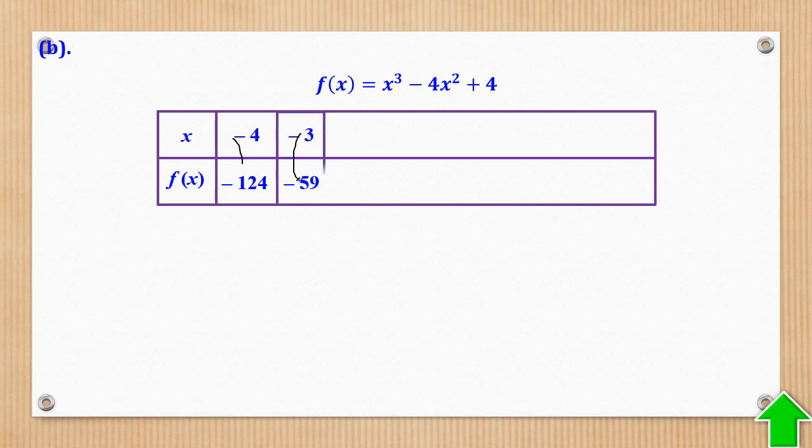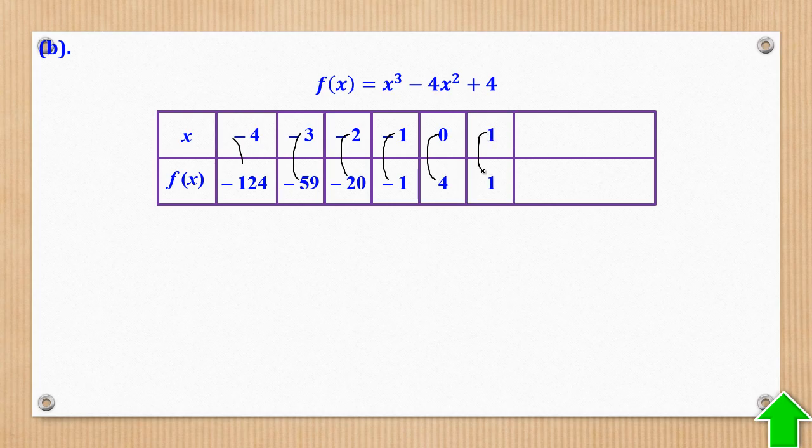When x is -3, f(x) is that. When x is -2, f(x) is that. When x is -1, f(x) is that. When x is 0, f(x) is that. When x is 1, f(x) is that. When x is 2, f(x) is that. When x is 3, f(x) is that. And when x is 4, f(x) is that.